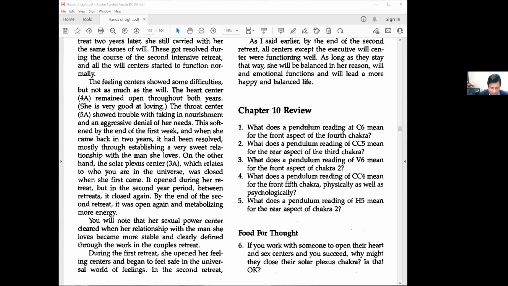I like this question. If you work with someone to open their heart and sex centers and you succeed, why might they close their solar plexus chakra? Okay, so this is what happened with her. The number 6 is the food for thought.